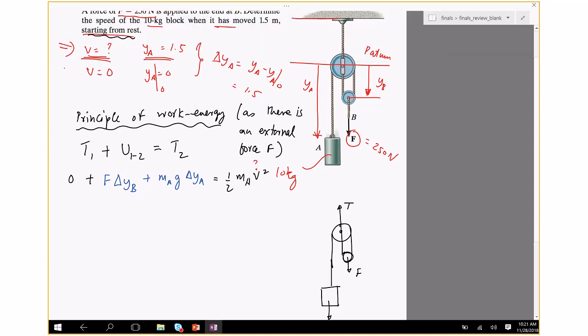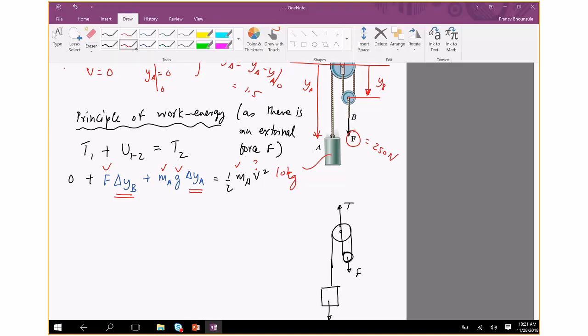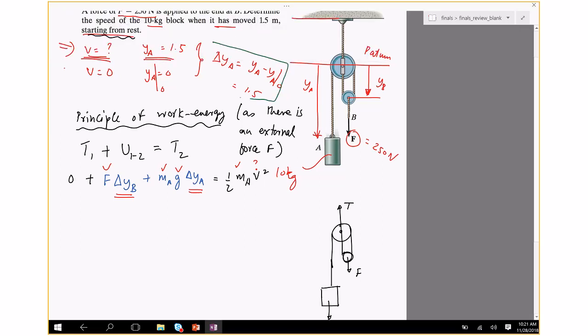Okay, so that's my equation. There are a lot of unknowns here. Mass is known, F is known, MAG is known. I do not know these things, but I do know delta YA. So I do know delta YA, but I do not know delta YB.